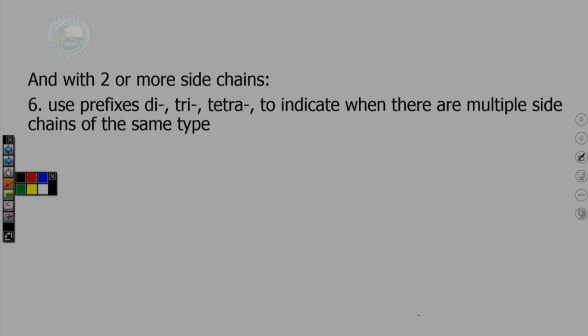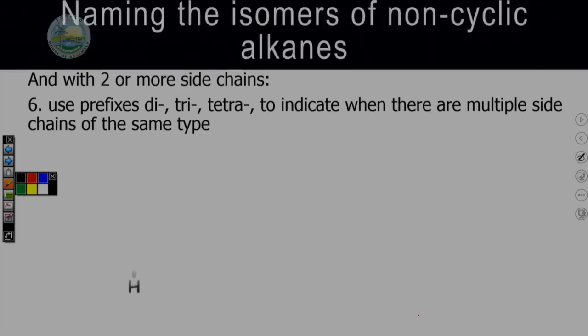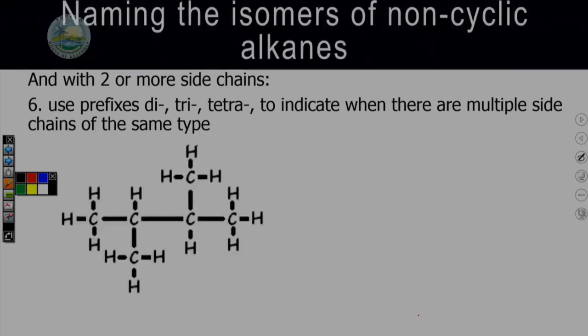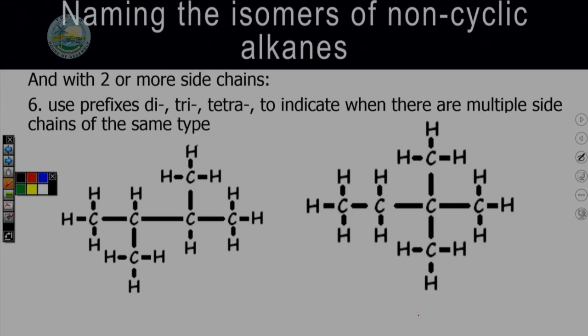Now, with 2 or more side chains, you use the prefix di, tri, tetra to indicate when there are multiple side chains of the same type. So we're going to give an example. We have 2 compounds here, and these 2 compounds contain side chains. We would have said that you need to find the longest chain first, and the longest chain is the continuous one. So I'm going to start from here, first carbon, and we did say we must start with the carbon that is closest to the branch. But we have 2 branches. We have a branch here and we have a branch here. So it doesn't really matter which side in this case we're going to start at.